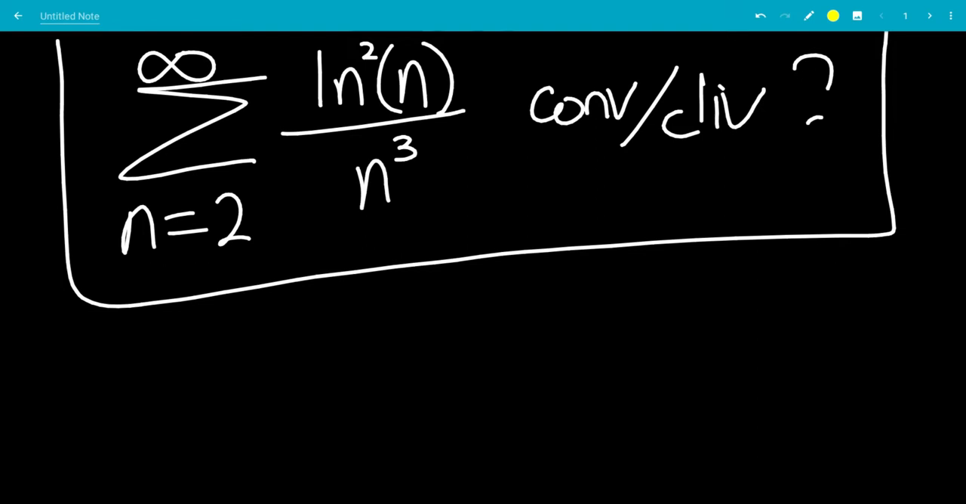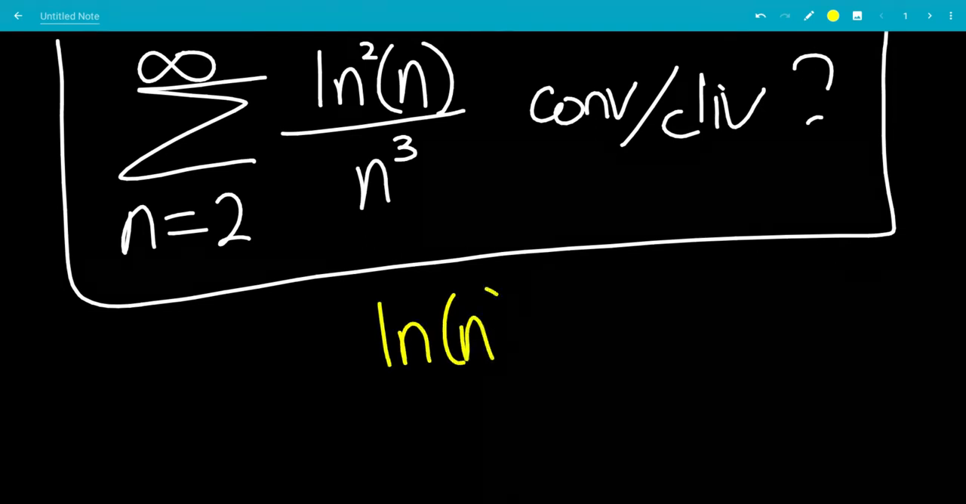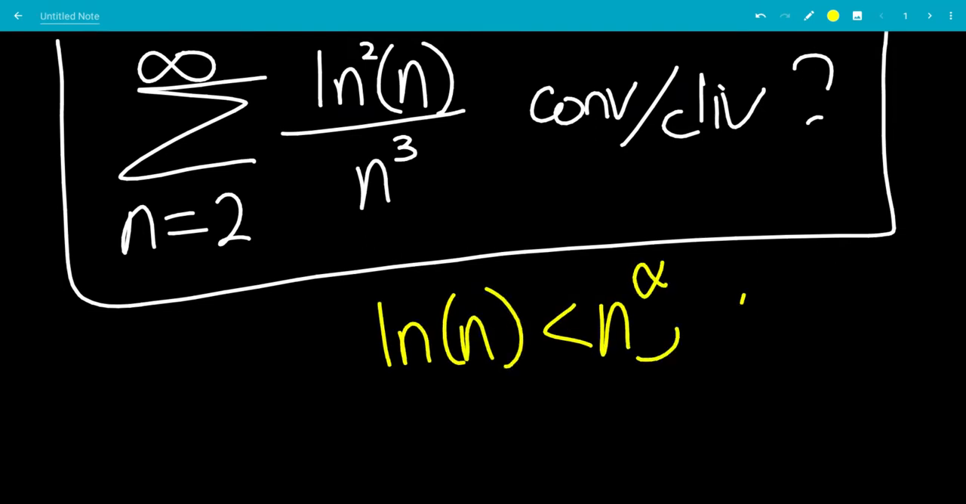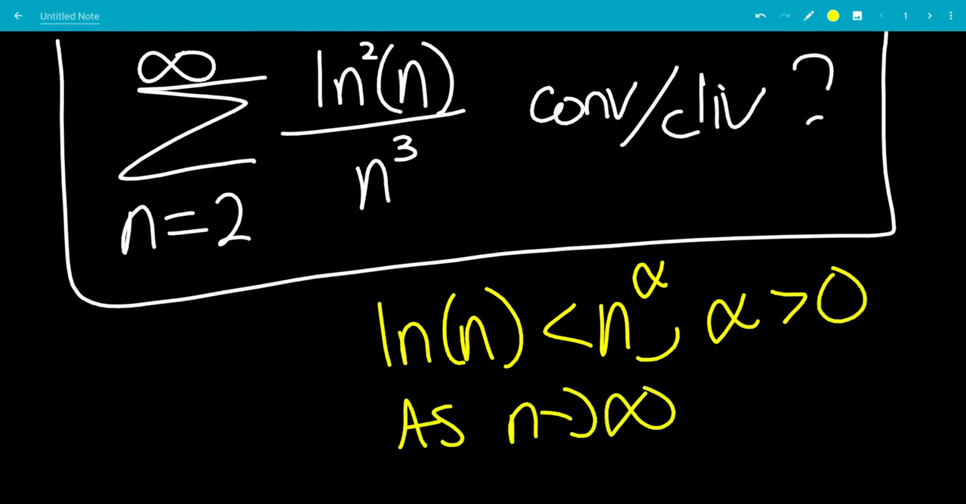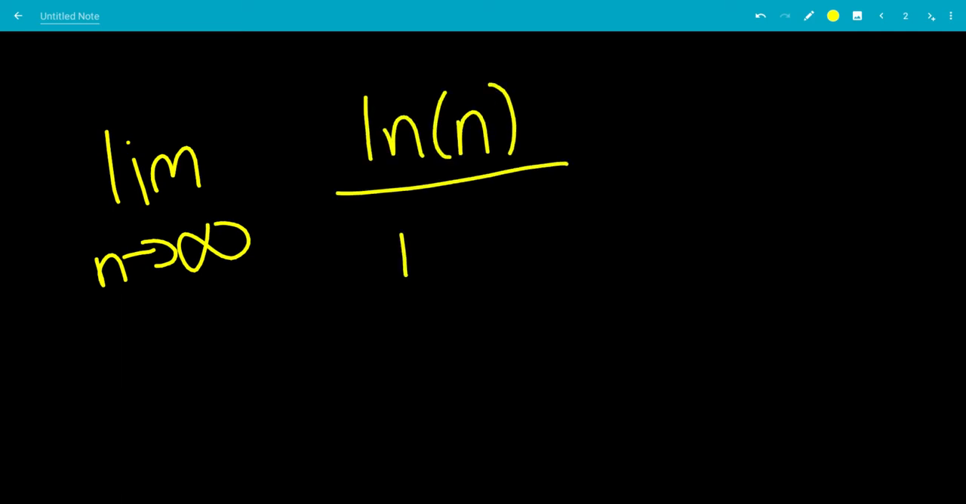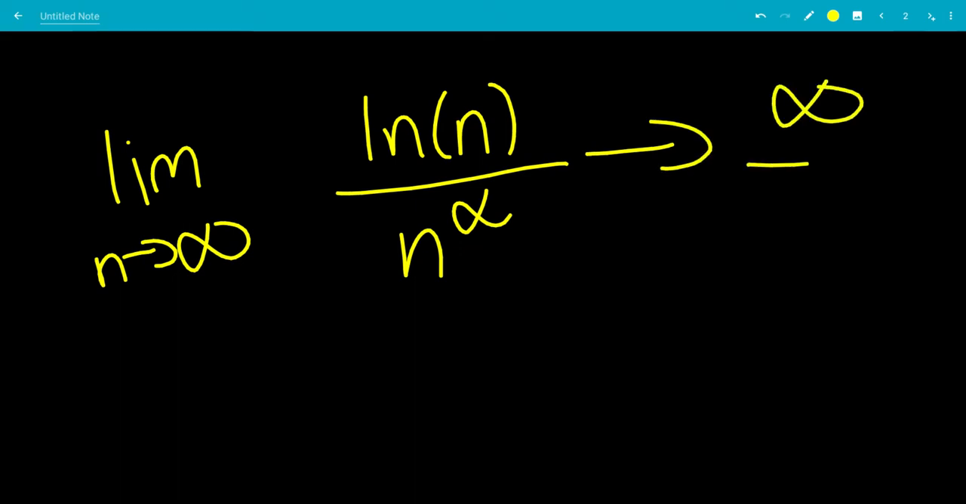Okay, so the first thing we're going to see is that ln n is less than n to the a for a bigger than 0, as n goes to infinity. We're just going to show that. So we look at the limit as n goes to infinity of ln n all over n to the a. The top goes to infinity because ln of infinity goes to infinity, and the bottom is infinity to some positive value because a is positive, so it also goes to infinity.